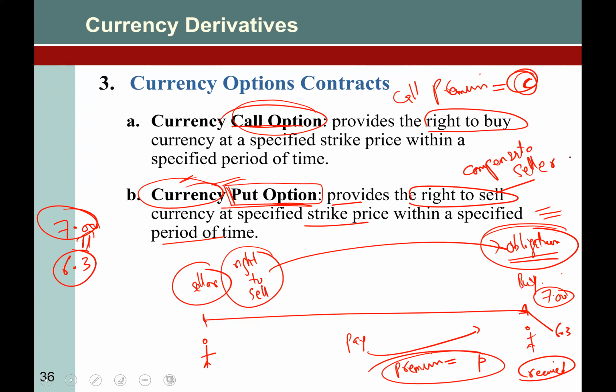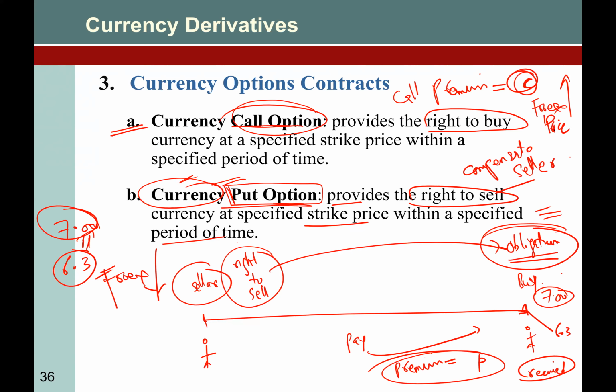Let me write down: the price of the currency is called foreign exchange. So forex will go up. That is the motive of a currency call option. Forex will go down. That is the motive to enter into a currency put option. Understand? In commodities or in stock, we call this price.